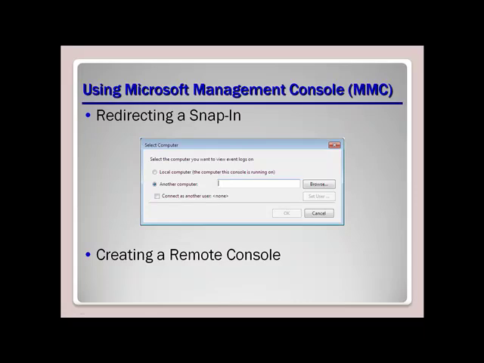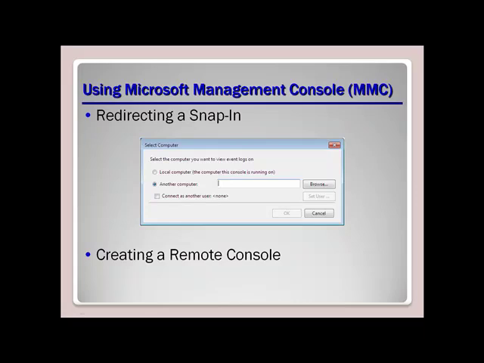Now, before you can do either of these, you have to have an administrative account or have administrative access on the remote systems that you're going to be tying in with MMC. And once you have verified that you do have administrative access on those machines, then you can decide exactly which one of these strategies would work best for you. Now, redirecting a snap-in is very easy. You have a snap-in that you've already created to manage a local system.